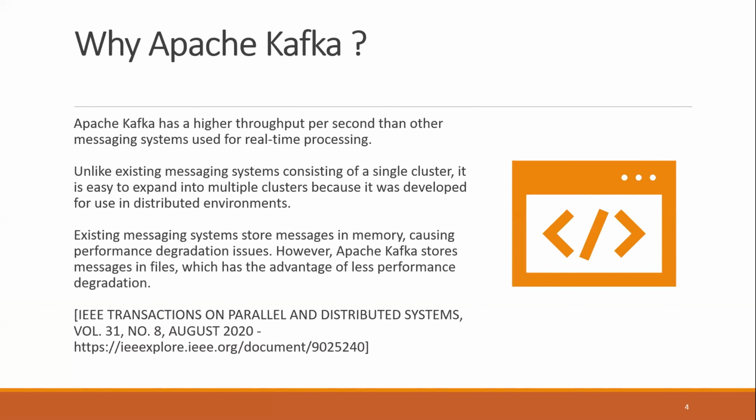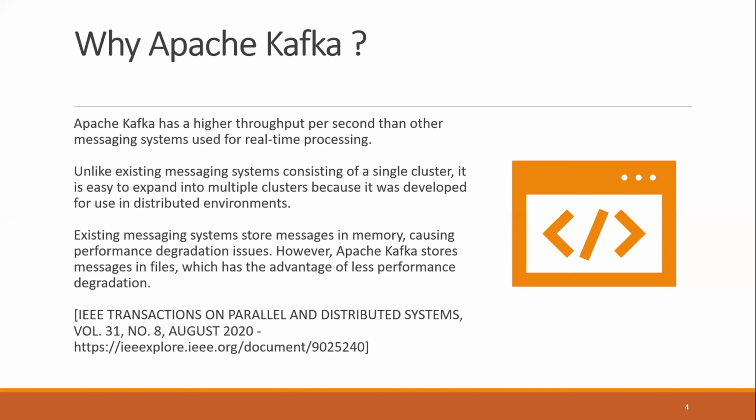Apache Kafka is basically a real-time data streaming technology with a higher throughput per second than other messaging systems used for real-time processing. Unlike other existing messaging systems, which store data in RAM, which takes a lot of memory, and again, there is a limited capacity in those systems.